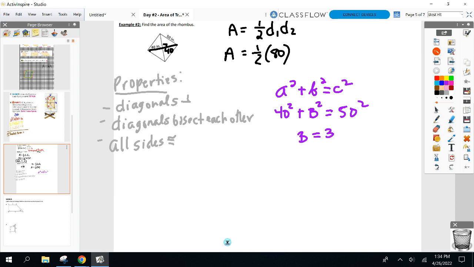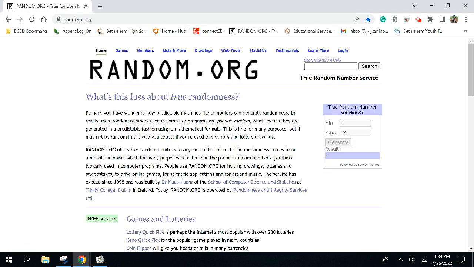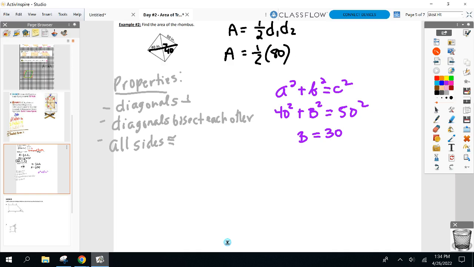30. Hopefully you guys aren't getting antsy and fired up and putting 30 into your area formula, right? That's not what I want to put in there. What do I want to put in? What's the other diagonal length then? I don't want to plug 30 in there. What do I want to plug in? 60. Good work.